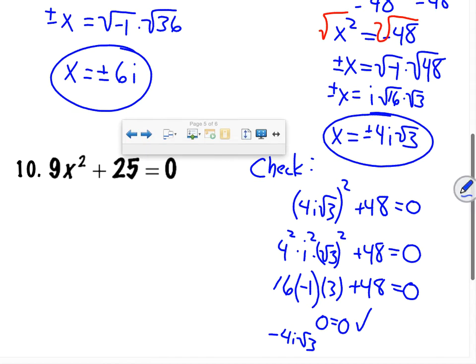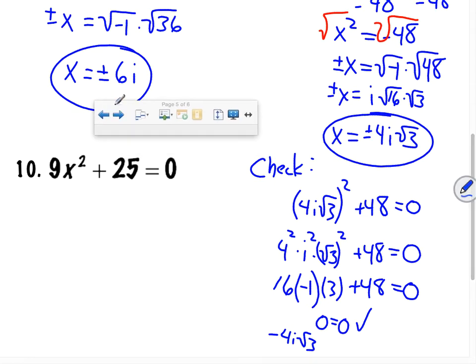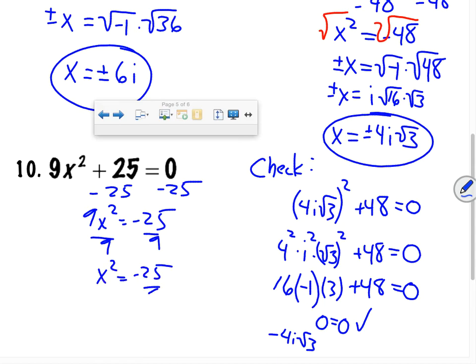Let's take a look at number 10. On this problem, there's two things we have to do to try to get x squared by itself. We need to first subtract 25 from both sides. So you have 9x squared equals -25. And then the last step is you need to divide by 9. So we'll divide by 9. So now we have x squared equals -25 over 9.